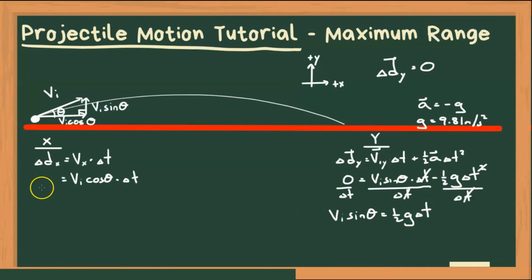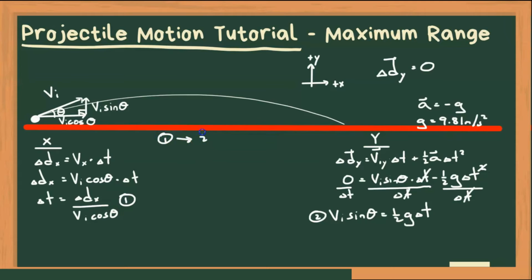Alright, so now I have two equations here with two unknowns. Right? I don't know what theta is. I don't know what time of flight is. Don't know range either, so that's another unknown. But we want to maximize range. So let me get rid of time. So I'm going to solve for time in this equation, which is going to be our range divided by vi cos theta. And then I'm going to take that, let's call this equation 1, and I'm going to sub it into equation 2. So let's do that up here, 1 into 2.